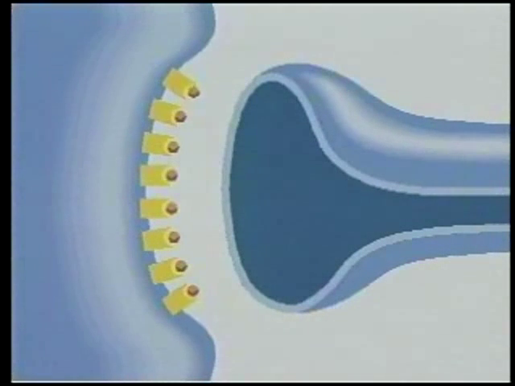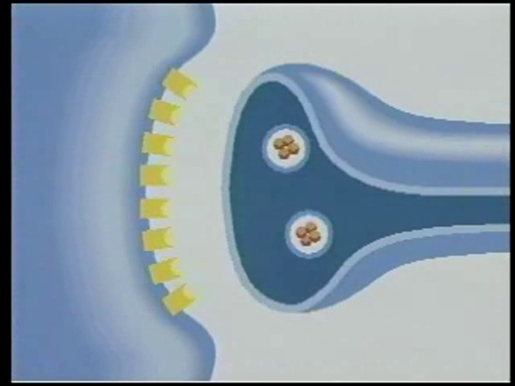The neurotransmitters are then released by the receptors. They are either broken down or reabsorbed by the cell that released them. The synapse is ready to transmit another impulse.